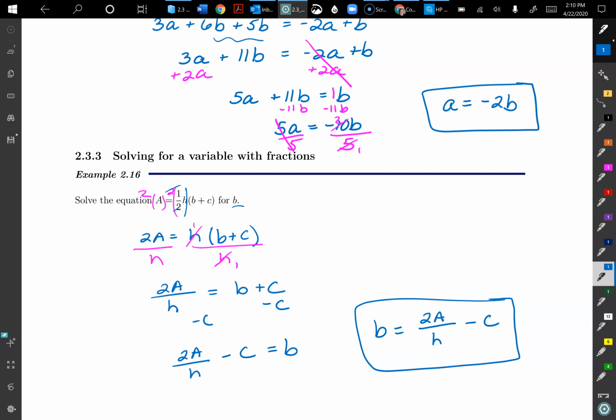So that's solving literal equations. Again, I'll try to put some more videos up. That's just a really quick one. Maybe I'll make another worksheet for you with this set.